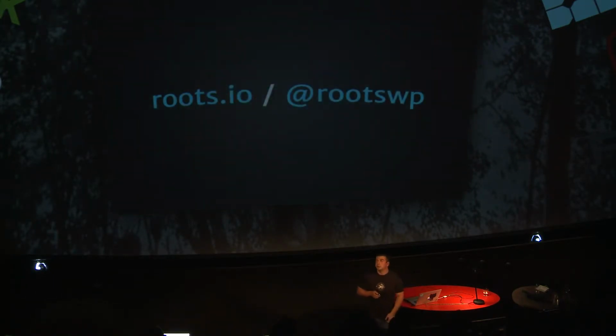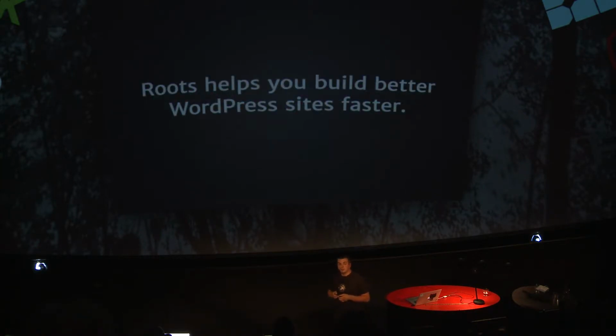So let's go. While you're on your phones or later on, you can just find them on Twitter or visit their website. Also GitHub is huge for them. Just so you know, Roots really helps you build better WordPress sites faster. But how come it's faster? Why would you do all over again things that you don't need to do all over again?